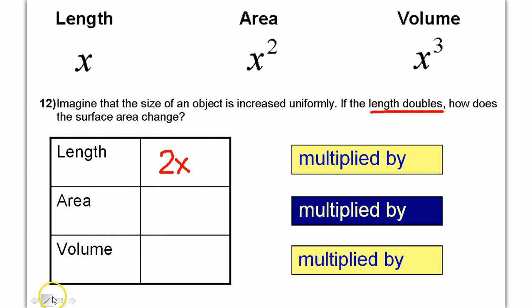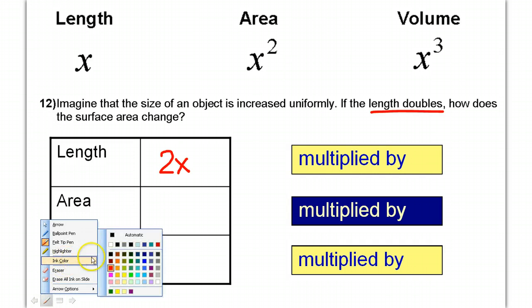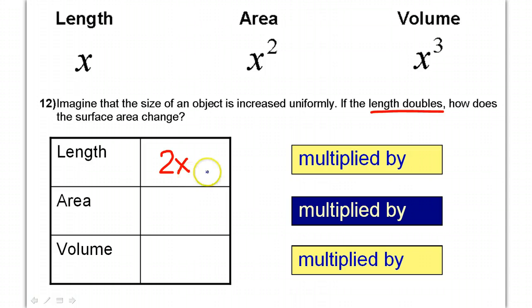Okay? Now, Kayla, whatever the length is, if I want the area, I square that. So if I take 2x and I square it, meaning 2x times 2x, what am I going to get for the area? 4. That's going to be 4x squared. Okay, because x times x is x squared. So I doubled the length, but my new area is 4x squared.